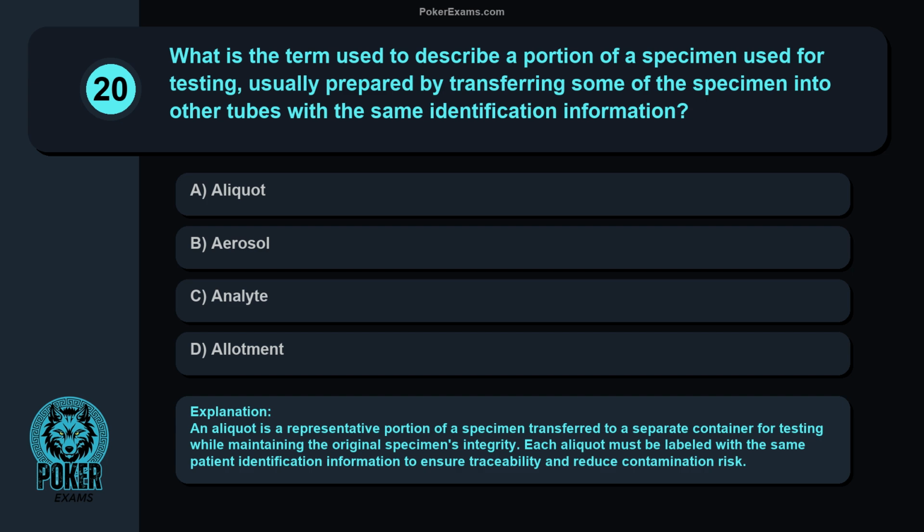An aliquot is a representative portion of a specimen transferred to a separate container for testing while maintaining the original specimen's integrity. Each aliquot must be labeled with the same patient identification information to ensure traceability and reduce contamination risk.